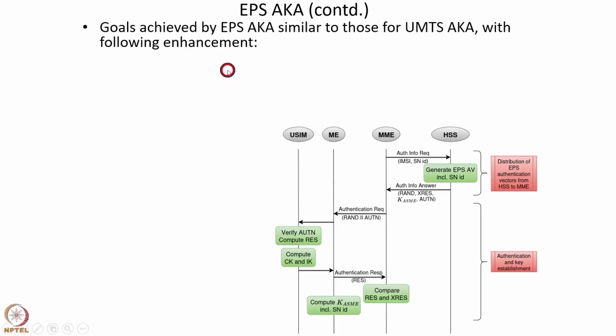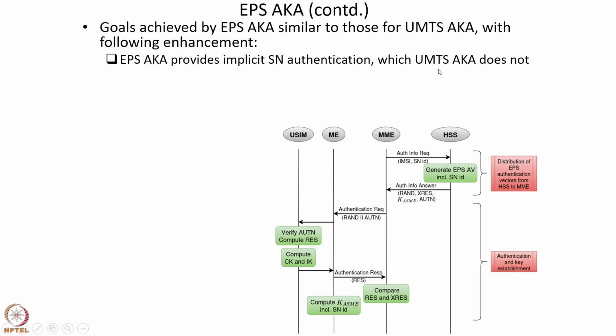The goals achieved by the EPS authentication and key agreement process are similar to those for UMTS AKA, which we discussed earlier, but there is an enhancement: the EPS authentication and key agreement process provides implicit serving network authentication, which UMTS authentication and key agreement does not provide. So, that is provided as follows.